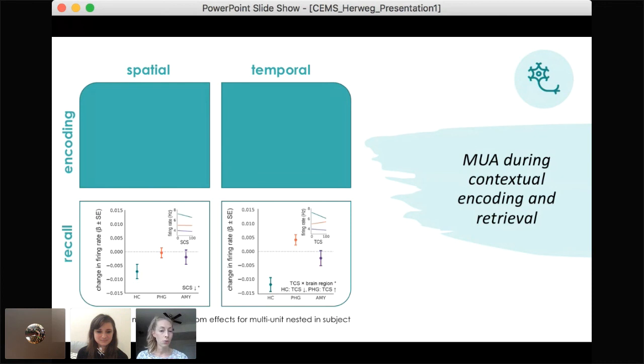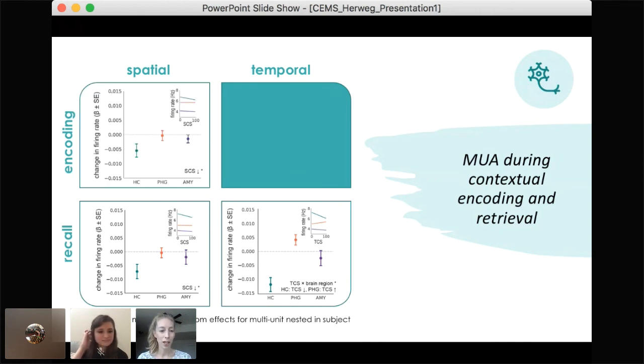For temporal context retrieval, the difference between the brain regions is significant. Here, the decrease in firing rates is specific to the hippocampus, and there is a simultaneous increase in firing rates in the perihippocampal gyrus. And now going to the encoding time window, again, we find a general decrease in firing rates whenever temporal context is successfully encoded. And again, this effect is most pronounced in the hippocampus, but here the effect doesn't differ by brain region.